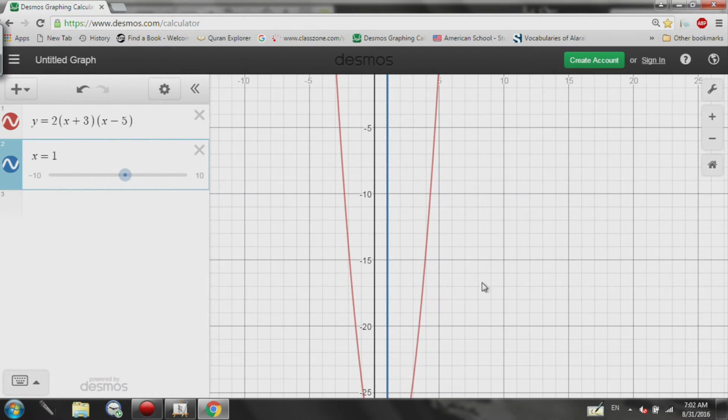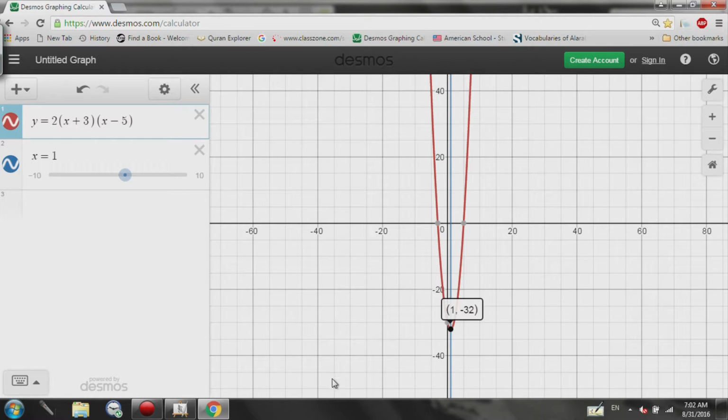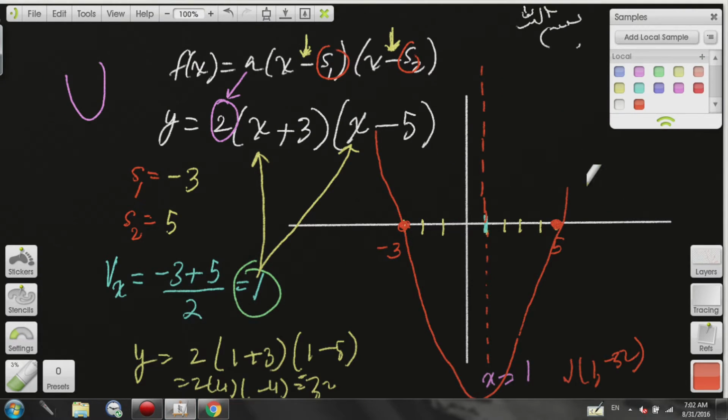If I go up there, right in the smack. Now, if I go over here, see, those are the x-intercepts: 5 and -3 from here. Okay? Now, so that's how you graph these.